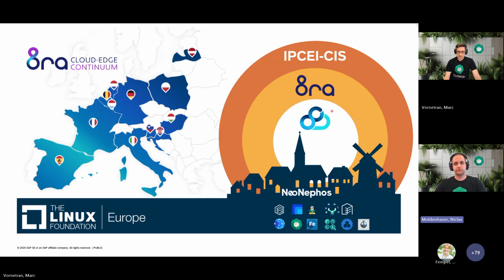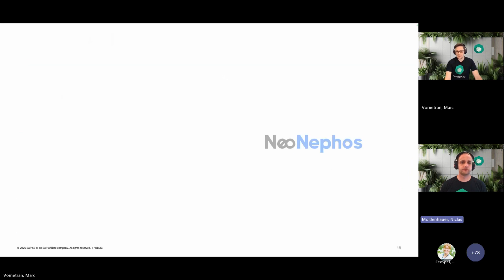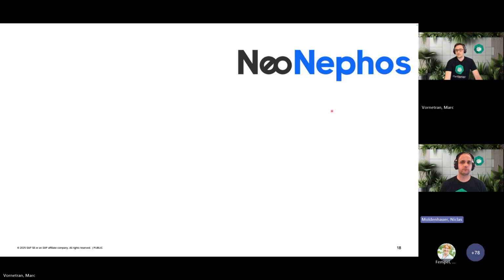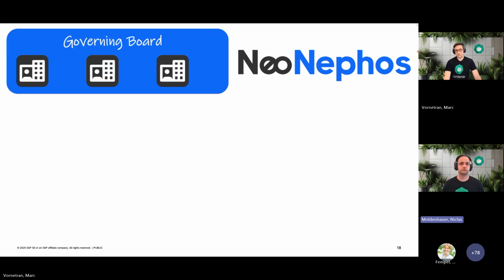And with that, maybe let's have a bit deeper look into NeoNephos. As I said a couple of minutes ago, we are not trying to reinvent the wheel from scratch. There are principles that you might know, and the whole structure essentially is similar to others. NeoNephos has a governing board. That's the very first thing. The governing board consists of members, and those members are usually paying for membership, but there's also a free membership for some sort of observer seats.